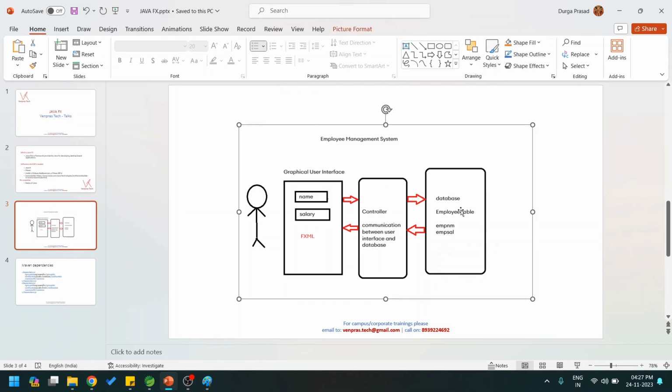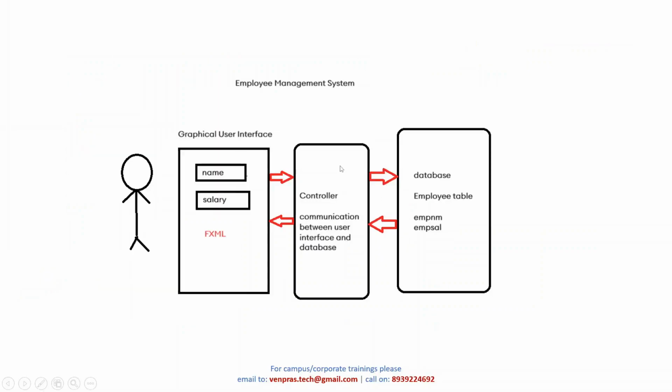What is the model? Model is nothing but the database. View is nothing but your user interface. The controller is the one which provides the communication. Clear? So this is how your application works. You need to have a user interface where the user provides input, and the controller is a part of the communication between your database and your user interface.